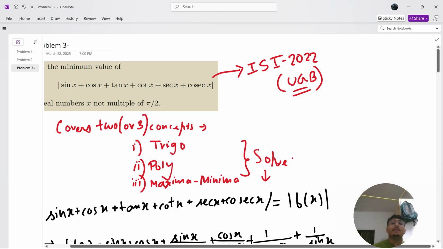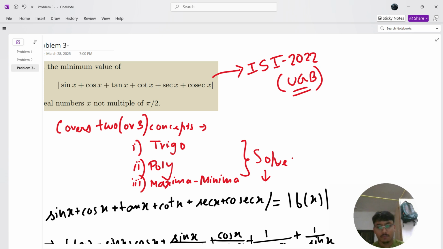We had been talking about the minimum value, so this is my minimum value. This question came in ISI 22 UGB. A very cool question consisting of three concepts which have been intermixed very well with each other. One is trigonometry, that is the play of sin x and cos x. The next one is polynomial, that is how we form the f of t from f of x. The third one is maximum minimum, where we differentiate the function.